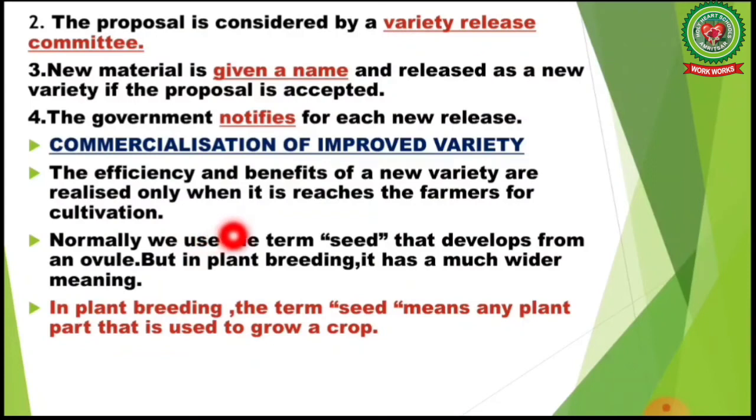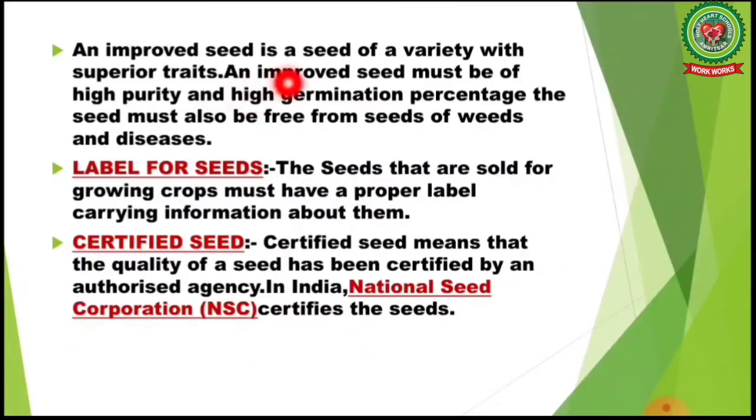The efficiency and benefits of a new variety are realized only when it reaches the farmers for cultivation. Normally we use the term seed for what develops from an ovule, but in plant breeding it has a much wider meaning. In plant breeding, the term seed means any plant part that is used to grow a crop. An improved seed is a seed of a variety with superior traits. An improved seed must be of high purity and high germination percentage. The seed must also be free from seeds of weeds and diseases.